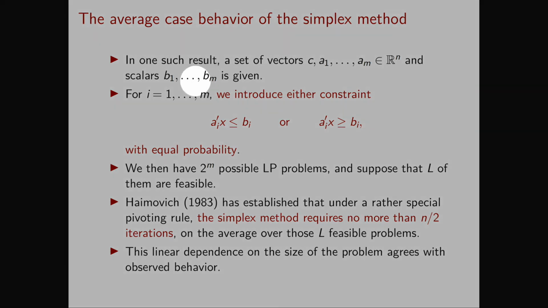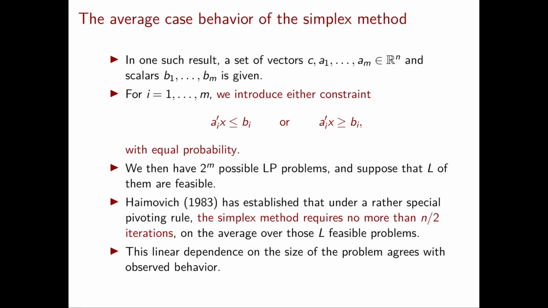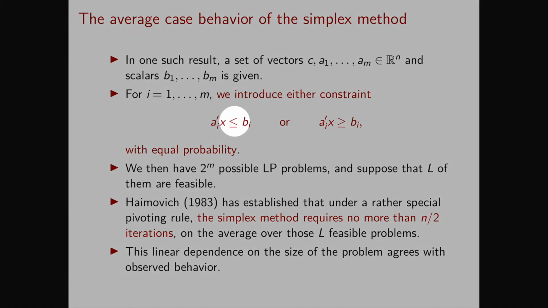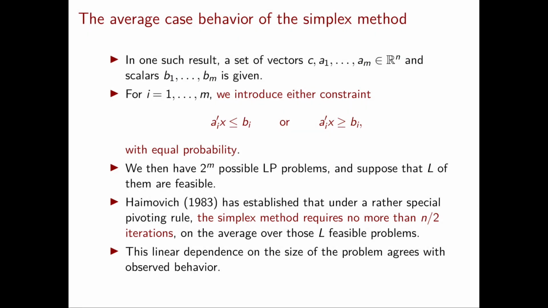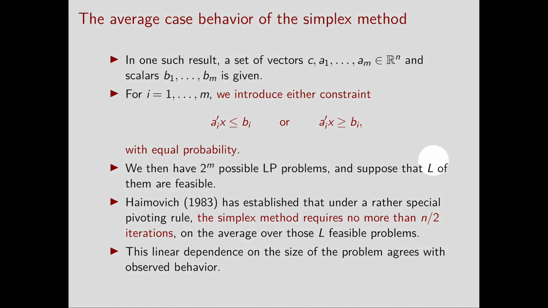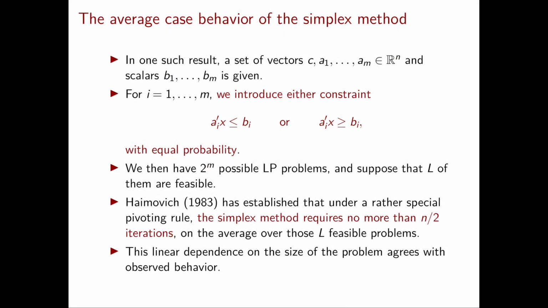The idea is that for every constraint, we introduce either the constraint less than or equal to with the given data, or greater than or equal to with the same data. And we introduce either constraint with equal probability. This results in a total number of 2 to the m possible linear programming problems. Now the problem here is that many of these linear programming problems will be infeasible. So let's denote by L the number of these linear programming problems that are actually feasible. Clearly, it only makes sense to study the behavior of the simplex method on the feasible problems.